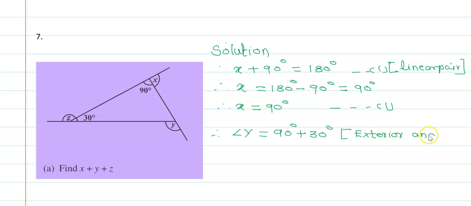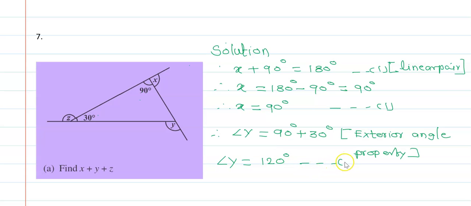Exterior angle property. What is that property? The measure of an exterior angle of a triangle is equal to the sum of its remote interior angles, which are the 90 and the 30 degree. Therefore, angle y is equal to 90 plus 30, and that's equal to 120 degree.